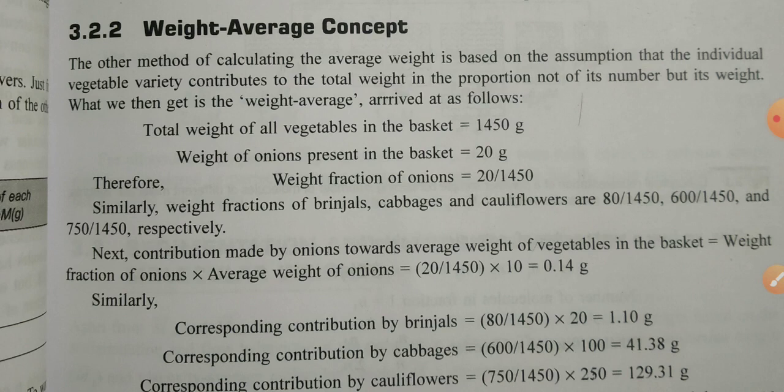The other method of calculating the average weight is based on the assumption that the individual vegetable varieties contribute to the total weight in proportion not to their number but to their weight. What we then get is the weight average, arrived at as follows.